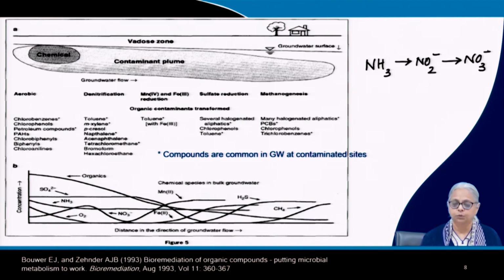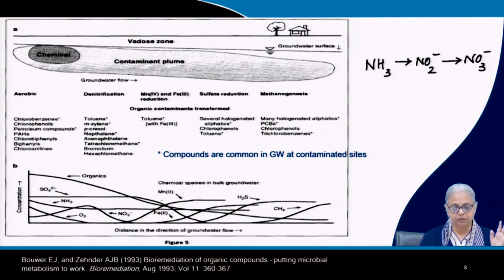So, okay, this is the conversion. If there is ammonia to begin with, this ammonia will be converted to nitrite and nitrate. So, what you see over here is a reduction in ammonia and an increase in nitrate concentration. Now, this nitrate can serve as a terminal electron acceptor in these denitrification reactions.